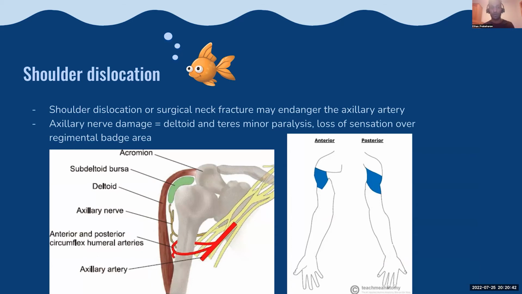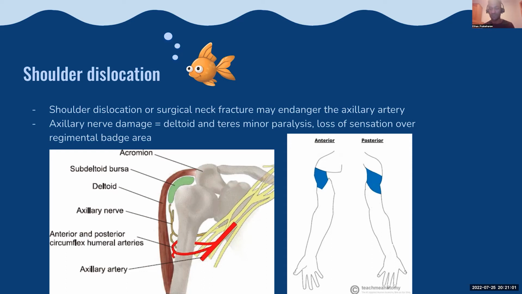Okay, and we'll talk about this later on, but the axillary nerve supplies the deltoid muscle and the teres minor muscle, so you won't be able to contract those muscles. And it also gives you sensory innervation to an area called the regimental badge, which we can see in this diagram. This is quite relevant.